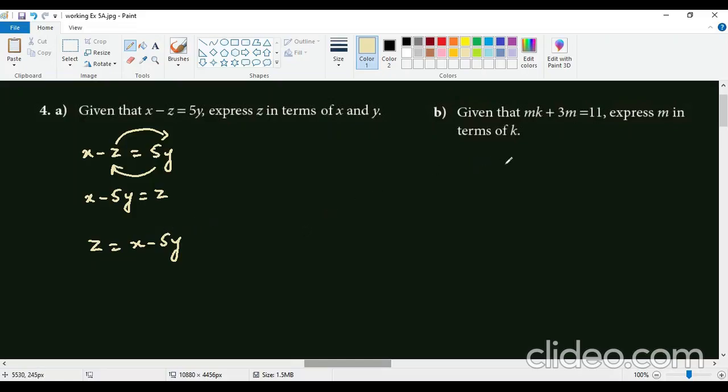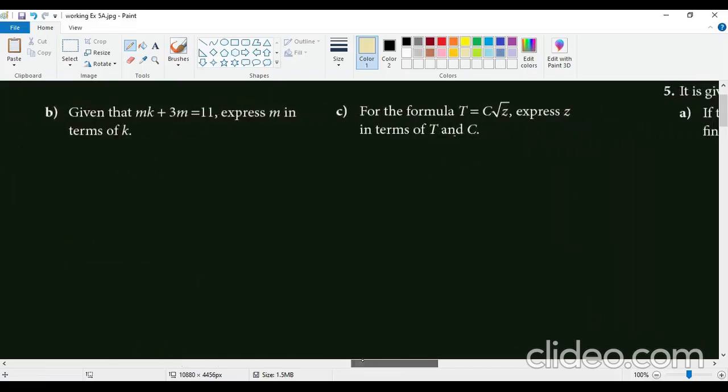Given that mk plus 3m equals 11, express m. That means make m the subject. So m is going to be equal to 11 over k plus 3.